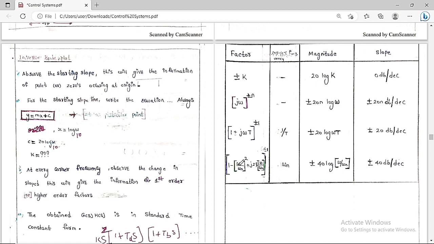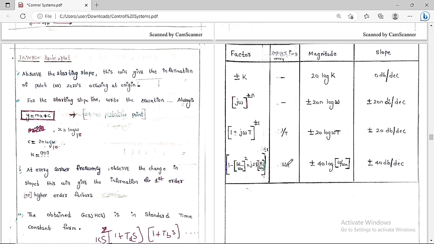And for the G of H of s, the open loop transfer function, which is s square by omega n square plus 2 zeta s by omega n plus 1, to the power of plus or minus 1. With s equal to j omega, we get 1 minus (omega by omega n) whole square plus j 2 zeta omega by omega n, whole to the power of plus or minus 1. The corner frequency is omega n.